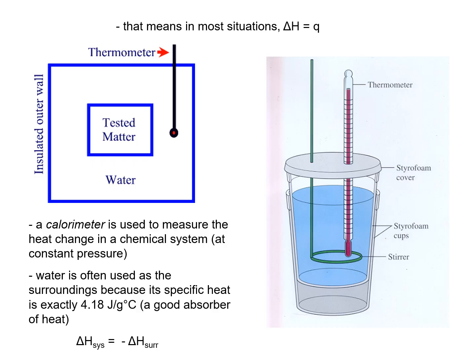So the only heat change we're going to have is between the water inside that coffee cup and whatever we put in the water. So we would just need to know how much water we put in there, how many grams it was, and we need to know the change in temperature of the water. So that's why there's a thermometer in the water, right?